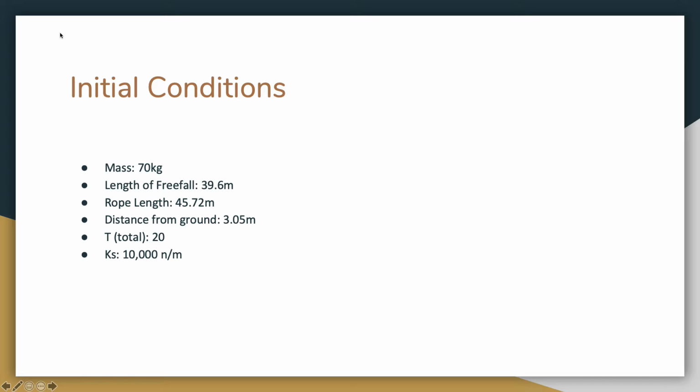Unfortunately, the video of the motion of the rope swing is not good enough to analyze using Tracker, but we are able to collect the following initial conditions from the behind-the-scenes video. The mass of the rider can be assumed to be 70 kilograms because that is the average mass of a person. The length of free fall is 39.6 meters, the rope length 45.72 meters, the distance from the ground is 3.05 meters, the total time of the ride is 20 seconds, and the spring constant can be determined to be about 10,000 newtons per meter from a sum of force statements or by Googling the average spring constant or strength of climbing rope.